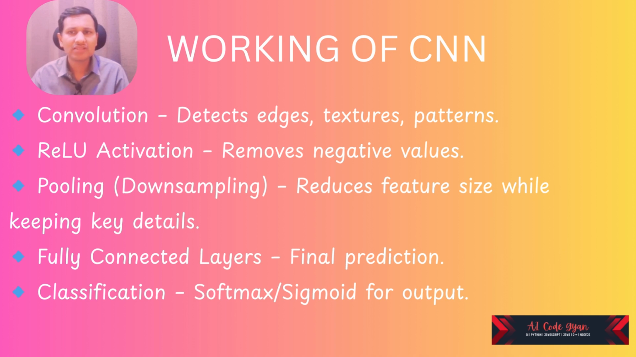Now, let us understand the working of CNN. As we already covered, we have convolution, which detects edges, textures, and patterns. We have ReLU activation, which removes negative values. We have pooling, downsampling, which reduces feature size. Then fully connected layers give the final prediction, and this final prediction goes into the softmax or sigmoid activation function to give the final output. So let us go next to the details of each step.